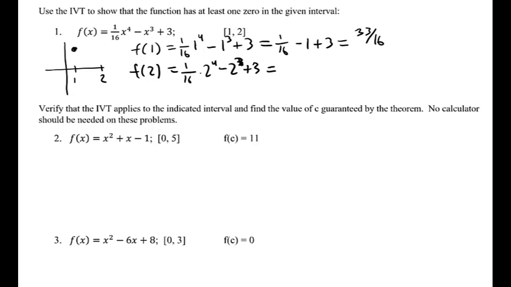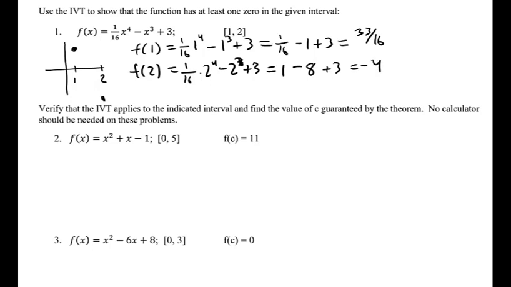And I'd get 1/16 times 16, which would be 1 times 2 to the 4th, which would be 2, 4, 8, 16. So minus 8, and then plus 3. So this would be -5 plus 1, which would be -4.